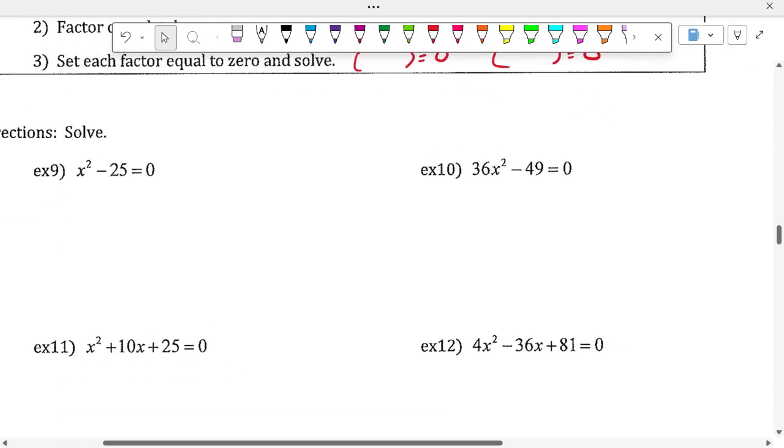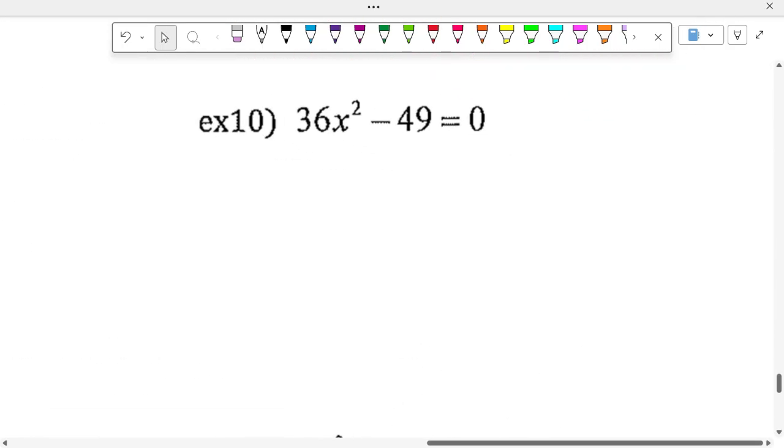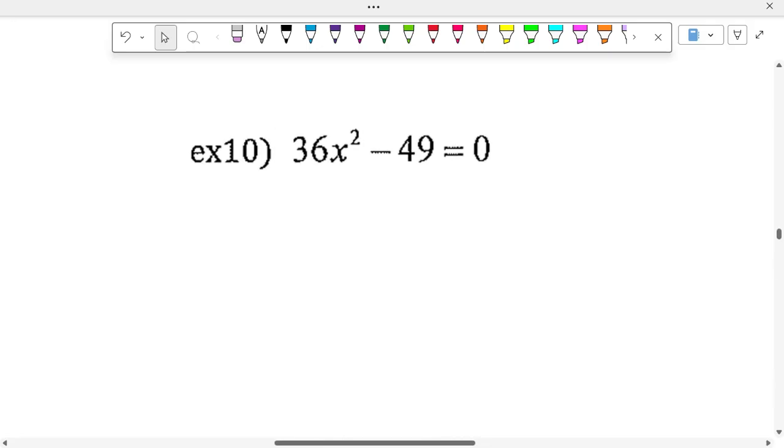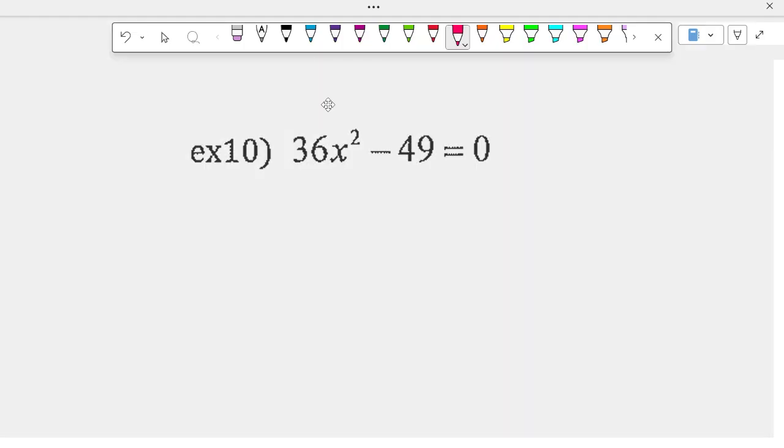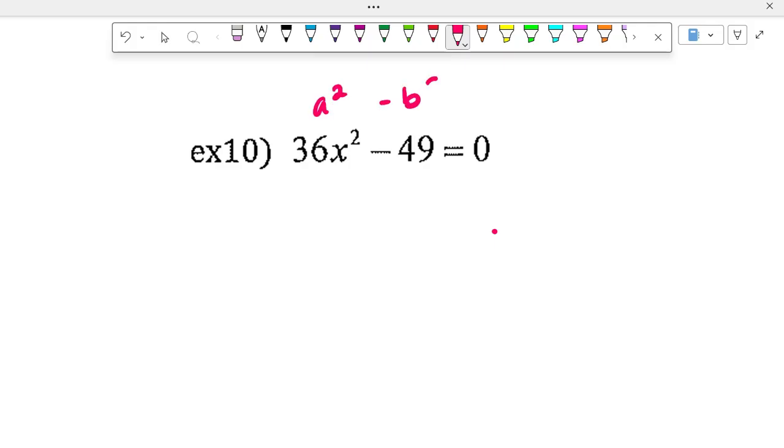So let's look at example 10. What type of special case is this? Is it a difference of squares or a perfect square trinomial? It's a difference of squares. All right, we have two perfect squares, subtracting them. So this is my a squared minus b squared.